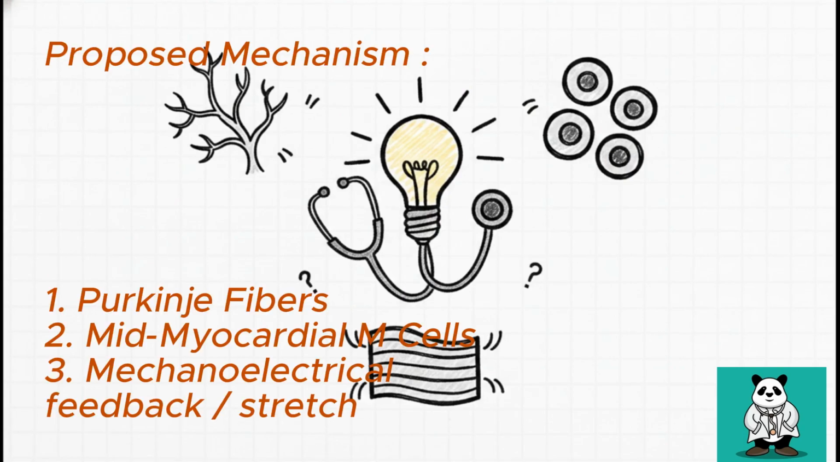Number one, it's the delayed repolarization of the Purkinje fibres. Number two, prolonged repolarization of mid-myocardial M cells. Or, number three, it's just after potentials resulting from mechanical forces stretching the ventricular wall. But listen, here is the absolutely crucial point. While its biological origin might be up in the air, its clinical significance is crystal clear.